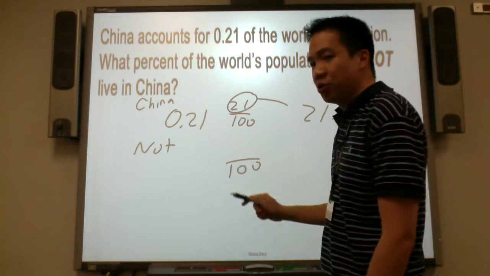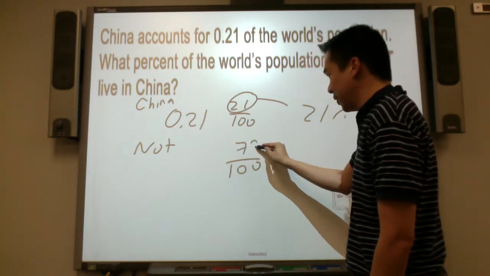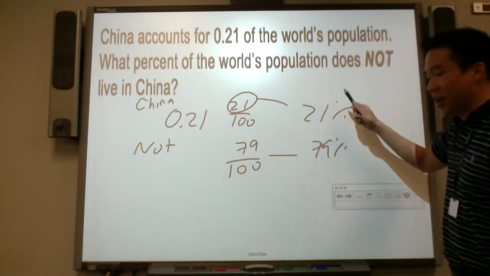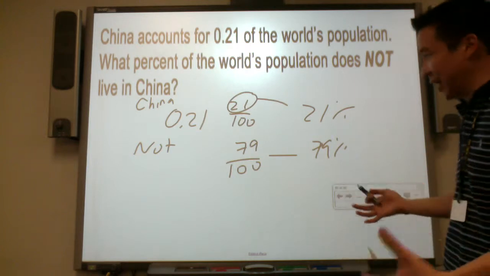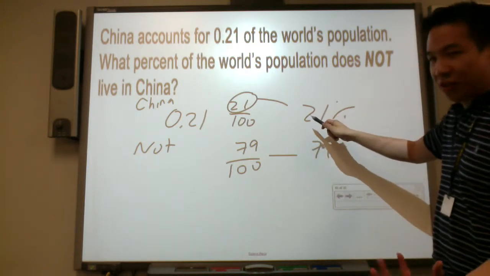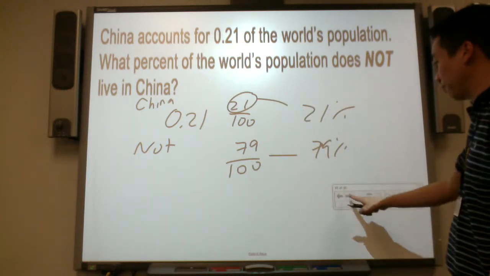What part do not live there? 100 minus 21 is 79. So it's 79%. If you add it up together, it's 100%. That's the world population. Together, it makes 100%. But 21% of it is for China. The other part is 79% for the rest of the world.